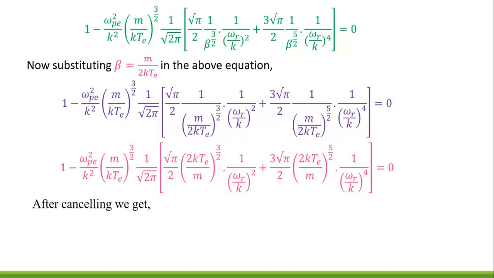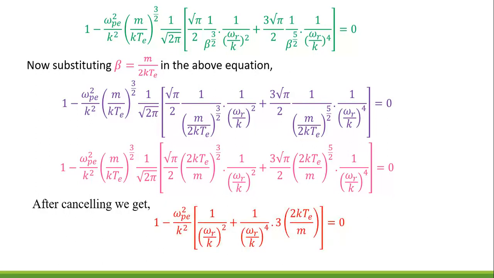And so here the mathematics is very simple, I believe. You just substitute the value of this beta here and here, then take this m over 2 kT here, and this m over will cancel out here, and this will cancel here, to have finally 1 minus omega pe square over k square, times 1 over omega r square plus this combination.